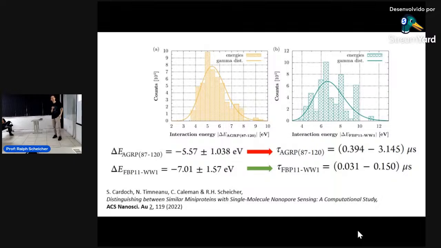And then we arrive at results that are very different, orders of magnitude different. One mini protein takes of the order of 0.4 microseconds, in a range from 0.4 to 3 microseconds, while the other one would translocate much faster because it's not interacting so strongly with the pore. And so one can distinguish them based on the translocation time.